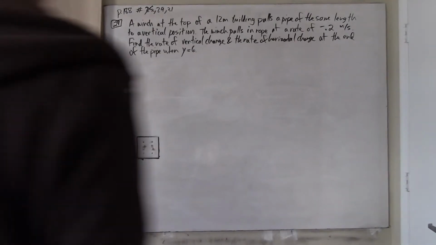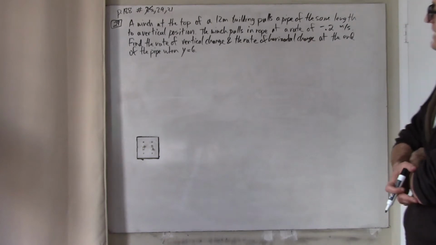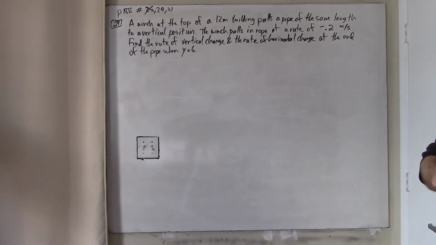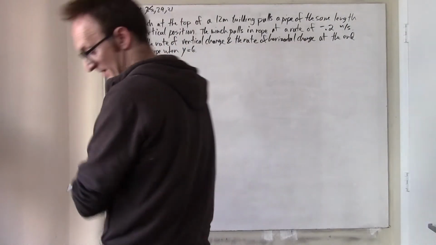Okay, number 29. This one's a little bit harder, I think. A winch at the top of a 12-meter building pulls a pipe of the same length to a vertical position, as shown in the figure. Okay, let's figure this out.